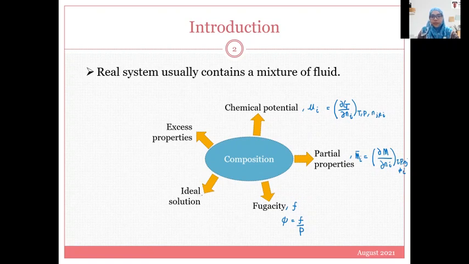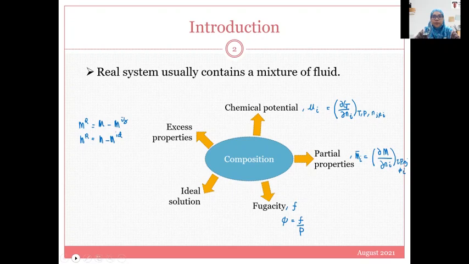And next, we also will cover the ideal solution, which is the ideal behavior of the solution in relation to the mixture of fluid. And we also will move to the excess property. Previously we have learned about the residual properties. The excess property is analogous to the residual properties. Previously the residual property was the difference between the actual or real system and the ideal gas. But for the excess property, we will discuss more on the ideal solution. So the composition will also be introduced to this criteria.